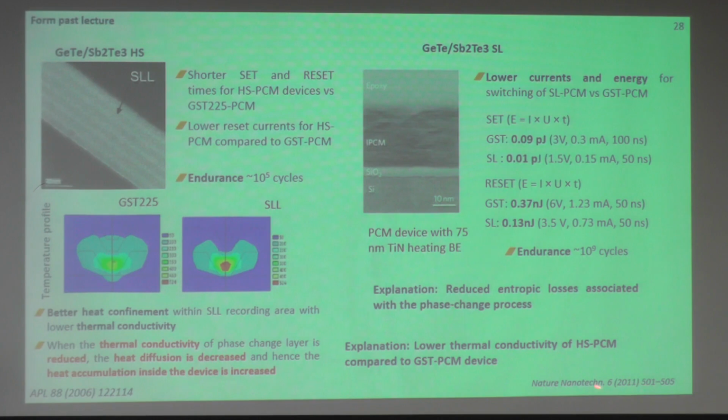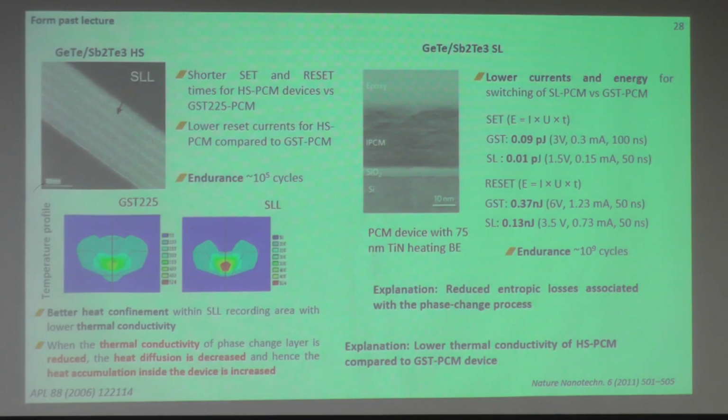And then in 2011 there was a Nature Nanotechnology publication, and they showed an improvement of this parameter, endurance, to 10 to the 9 cycles. What they did was grow really highly crystalline or textured superlattices. So here is amorphous, and here we have crystalline superlattices.